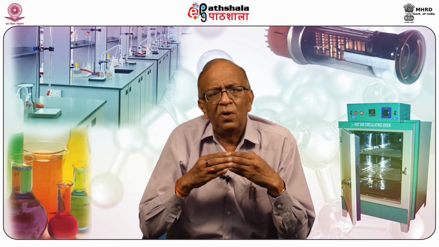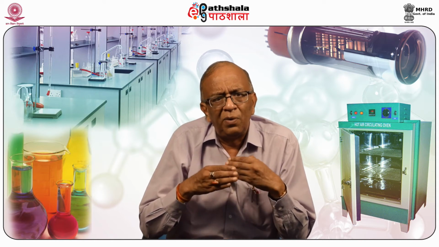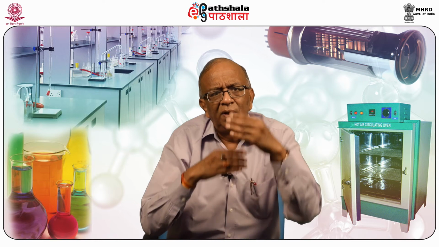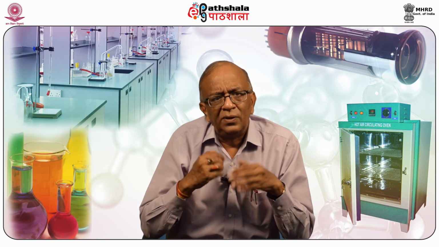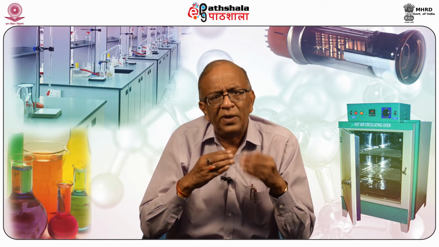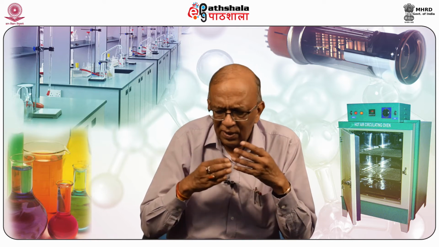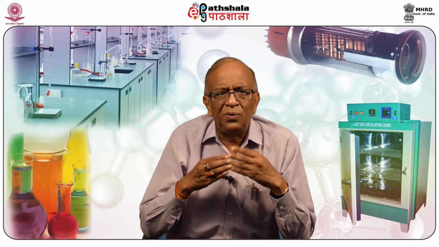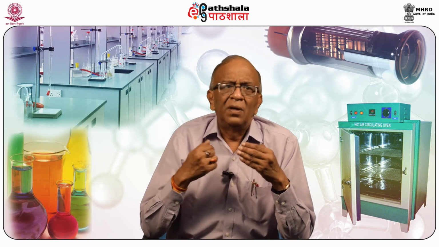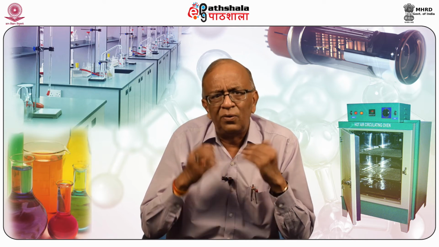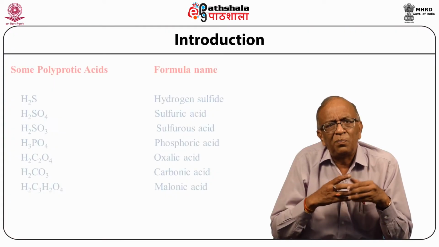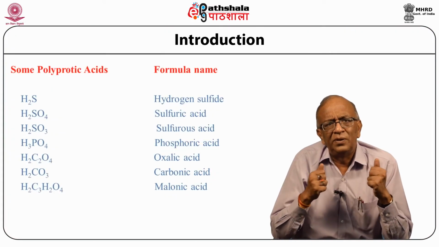The dissociation of each proton from a polyprotic acid involves a separate step. The number of equilibrium constants corresponds to the number of acidic protons; as the number of ionizable protons, the same will be the number of dissociation constants. For example, some of the polyprotic acids are shown in this table.